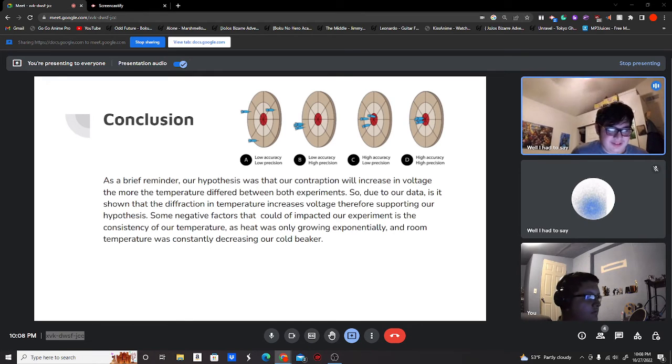So some negative factors that could have impacted our experiment was the consistency. We basically have a high accuracy and low precision result. Our temperatures were in a range, as mentioned before. The temperatures were growing exponentially, so we couldn't really record the exact temperature for the exact millivolts that was produced. But basically, we got to our point. We know that temperature was increasing and decreasing according to the results, and therefore, we can prove our hypothesis correct.